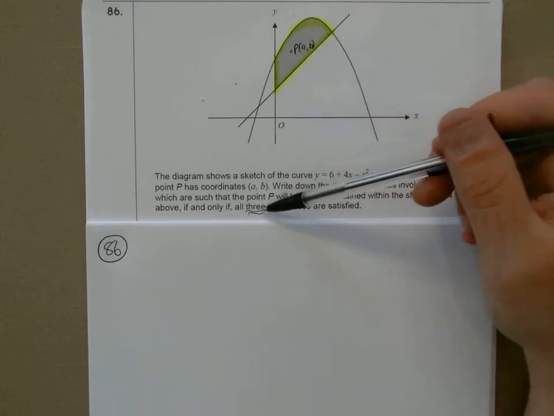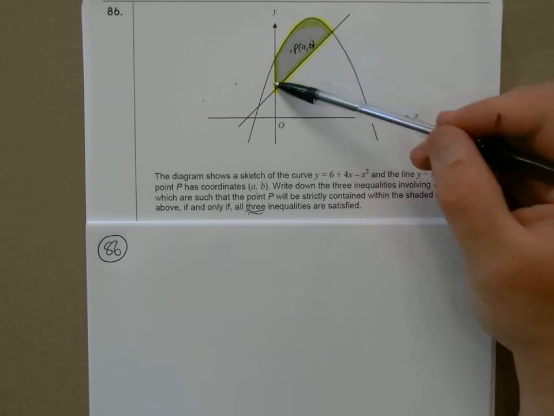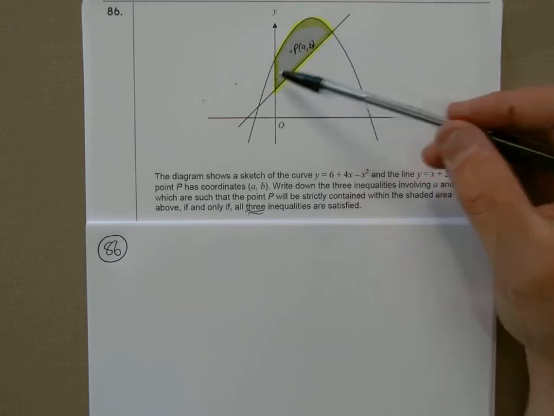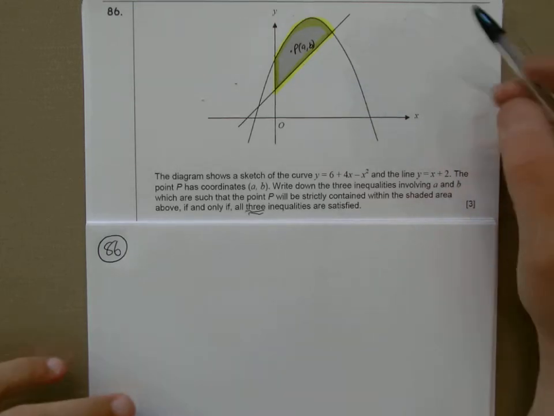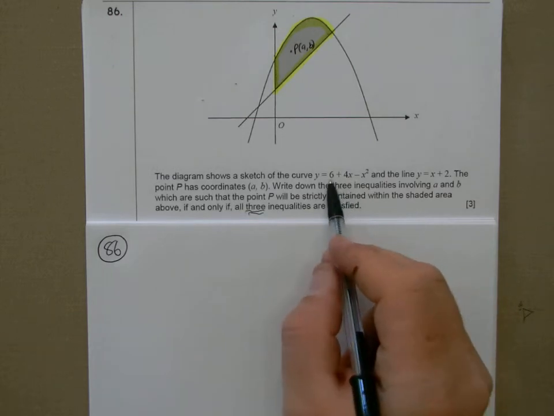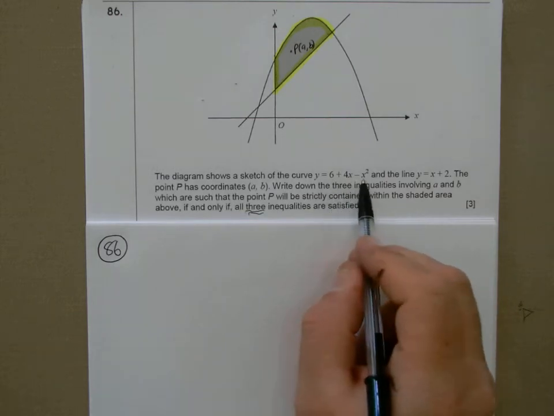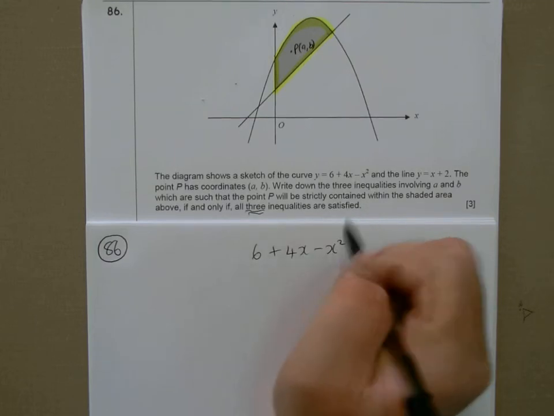But you can see then why we can get three inequalities, because we've got this line here, we've got the curve here, and of course we've got this y-axis part here. So that's where the three inequalities are going to come from. Now if you take the curve, the value of the curve is this here, 6 plus 4x minus x squared.